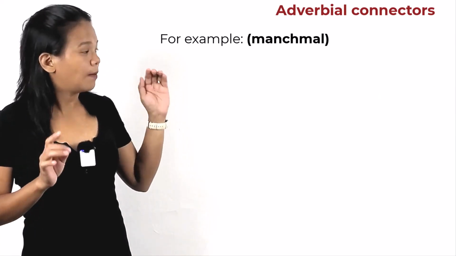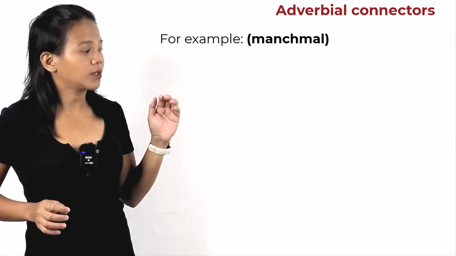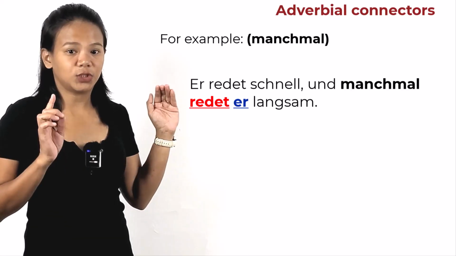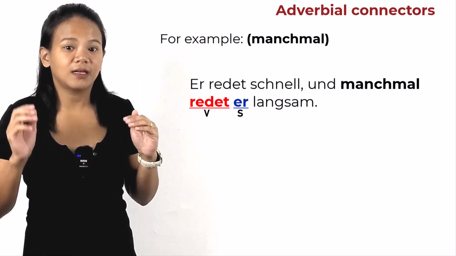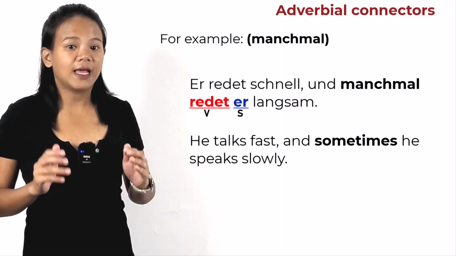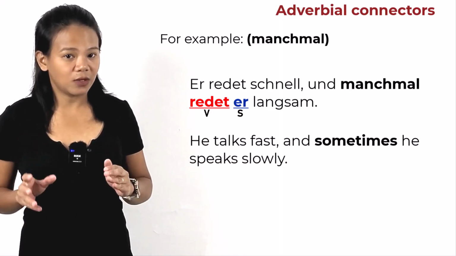Another example, manchmal, sometimes. Er redet schnell und manchmal redet er langsam. He talks fast and sometimes he speaks slowly.